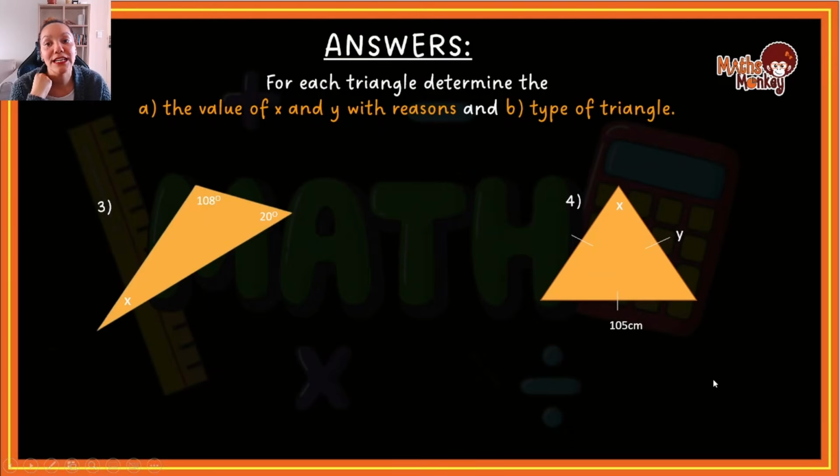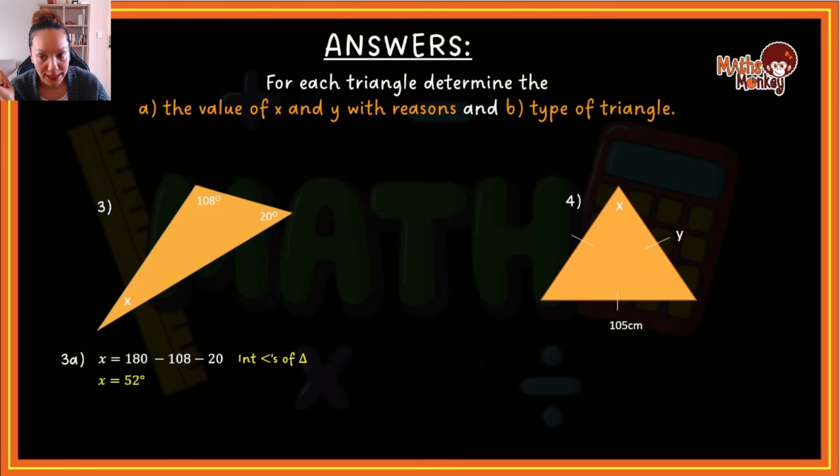All right, so let's look at number 3. If I look at x again, this is now a scalene triangle, and I can see that one of the 3 angles has been left out, and that's x. So all these angles must add up to 180. So all I'm going to do is say x is equal to 180 minus the 2 angles given. And the reasoning is because interior angles of a triangle add up to 180. And then that is equal to 52 degrees.